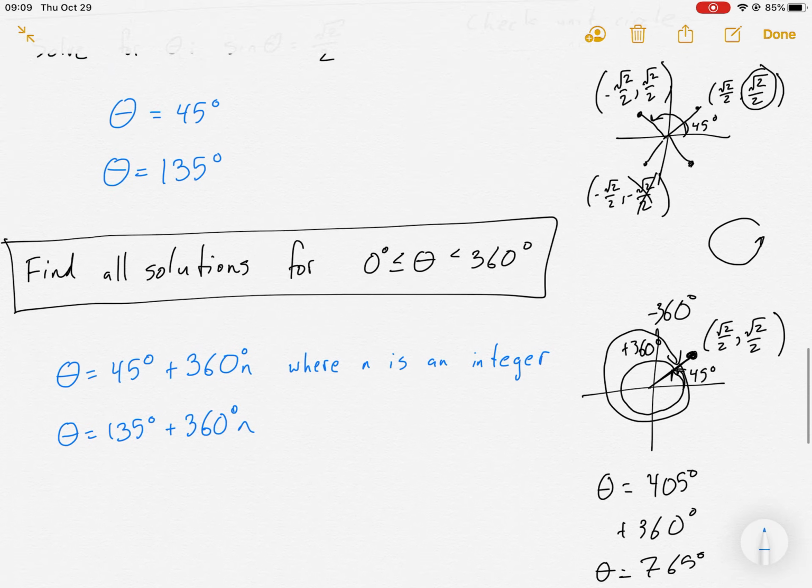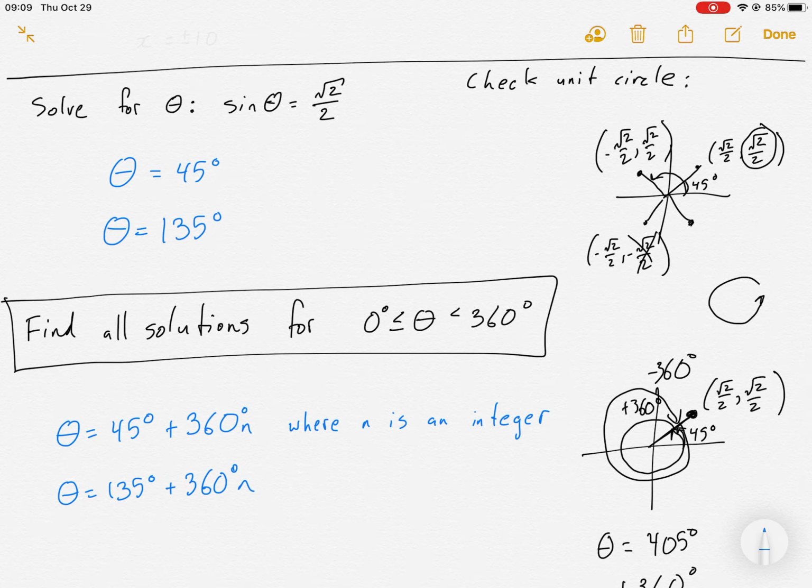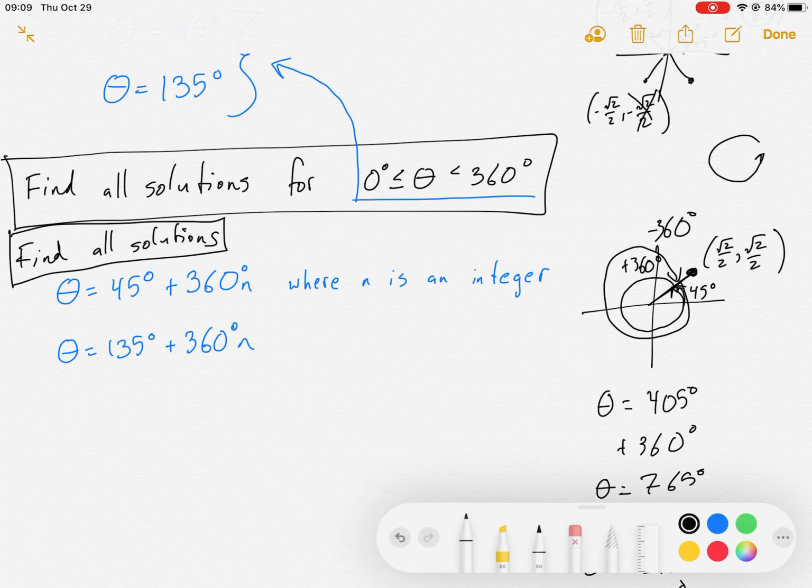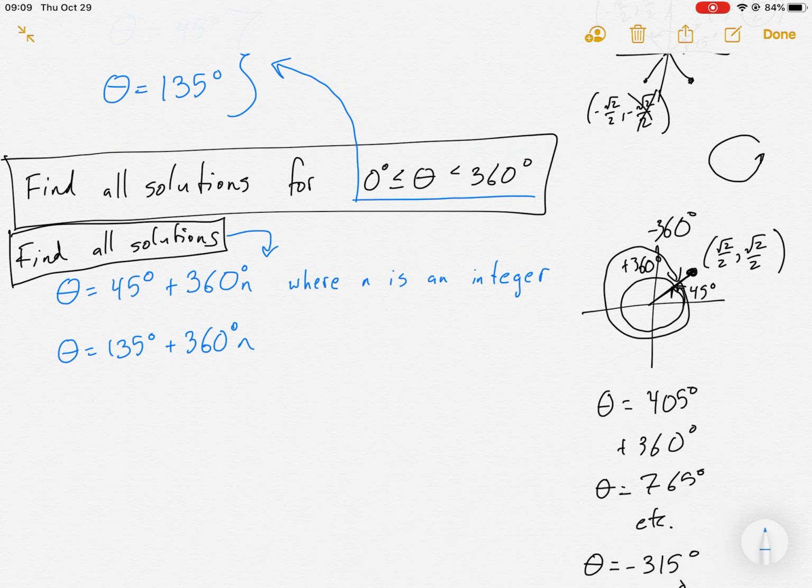So if I said find all solutions for 0 to 360, you would give me these two answers. If I just said find all solutions, then you would give me these.